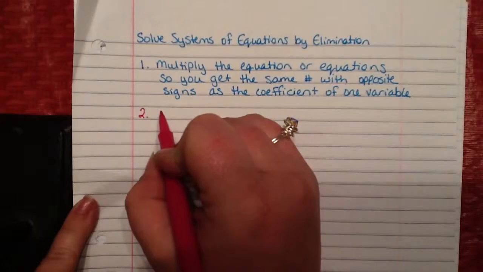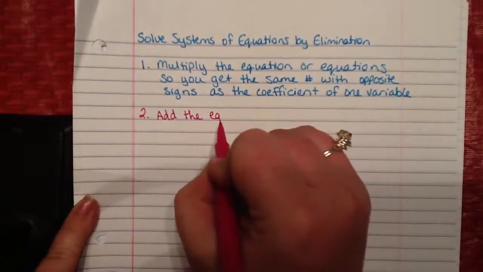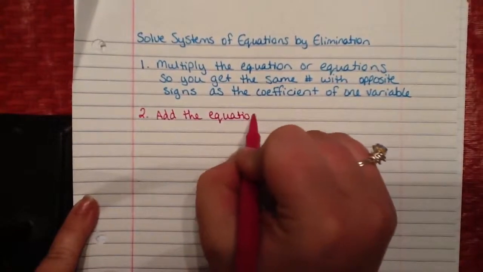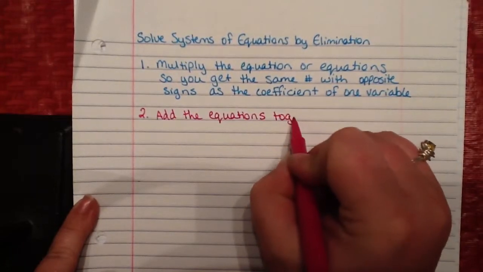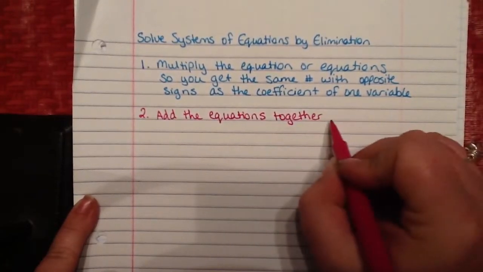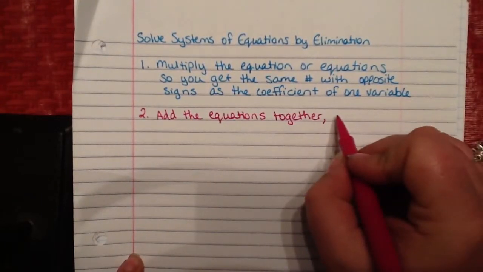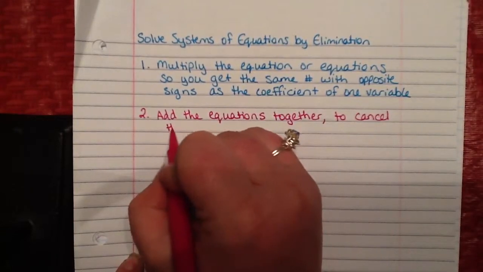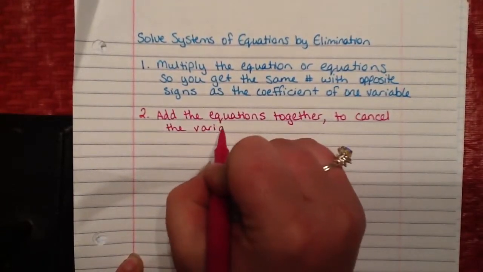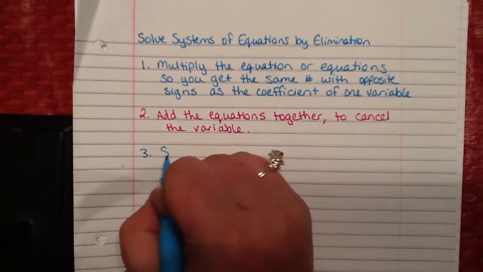The second thing that we're going to do is add the equations together. And that's why it was very important for us to get the same number with opposite signs. So when we add the equations together, that variable cancels. Because remember, we cannot solve two equations with two variables. We have to get it down to one variable. And after we have it down to that one variable, then we're going to solve for that variable.